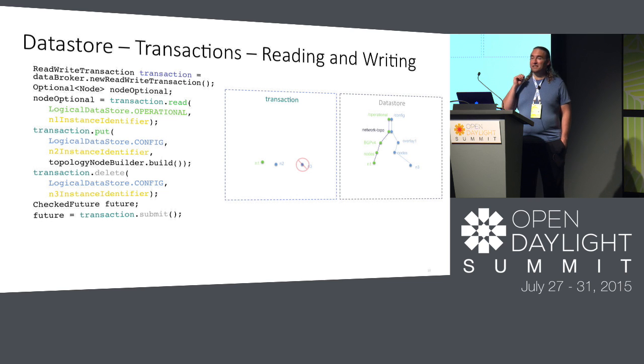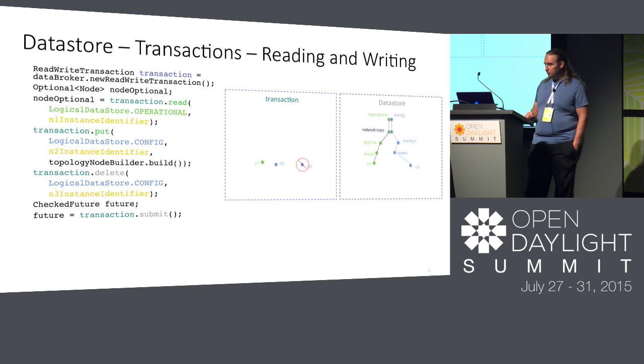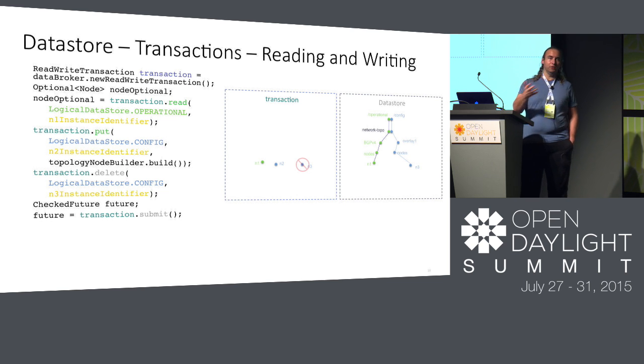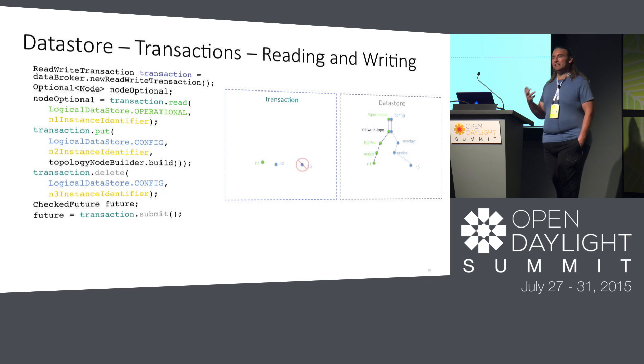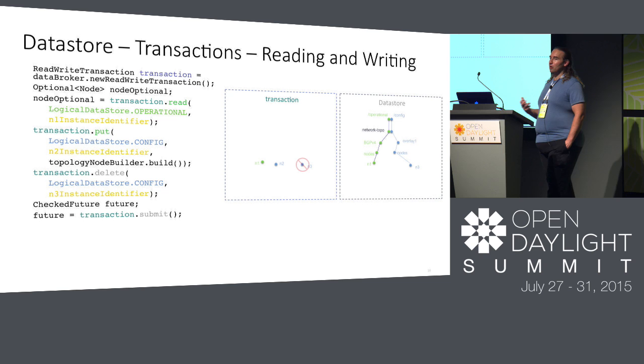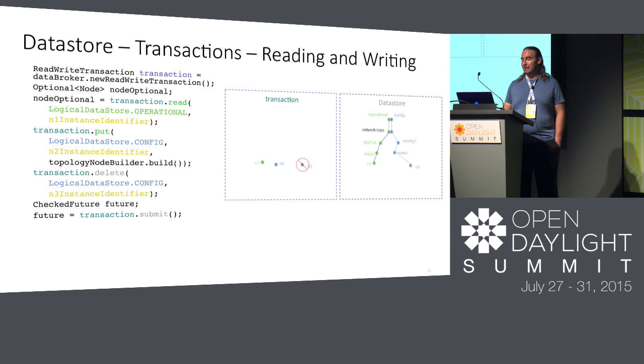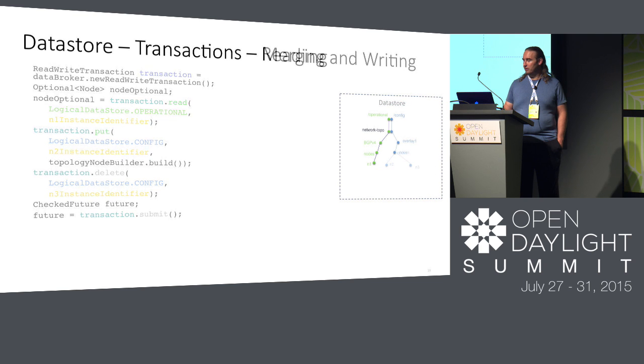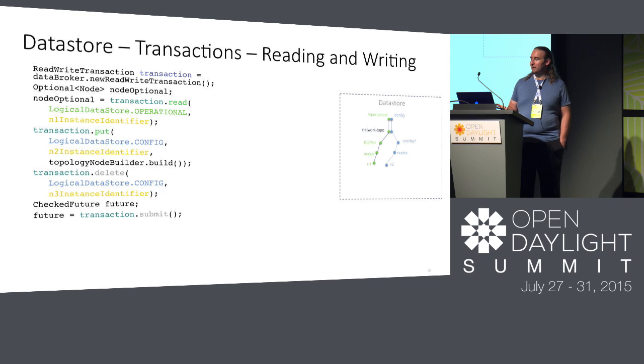And at this point, I can submit the transaction. And for this, I'll get back a future. We talked previously about futures. They're asynchronous handles, so that when I submit it, I get a future right back, but it may or may not be true that my transaction has been applied yet. I can check for that by looking at the future. So I apply the transaction. The new N2 is present, N1, N3 is gone. The transaction's been applied.